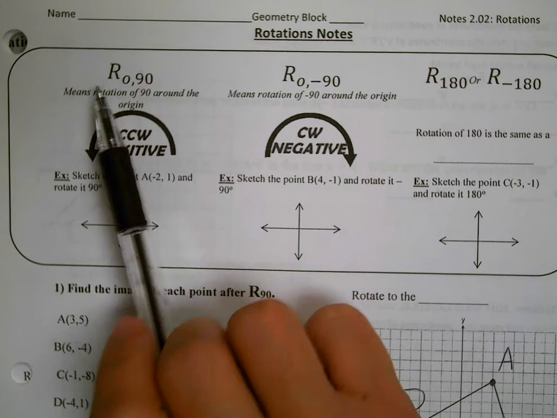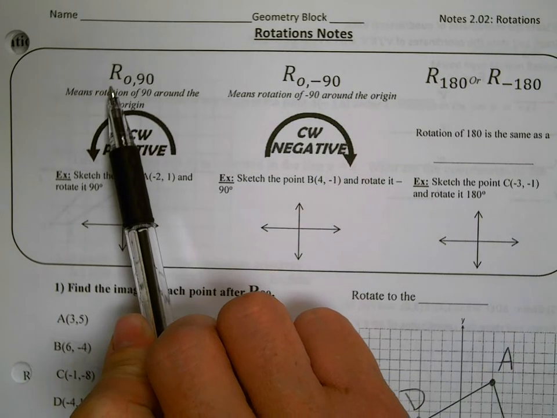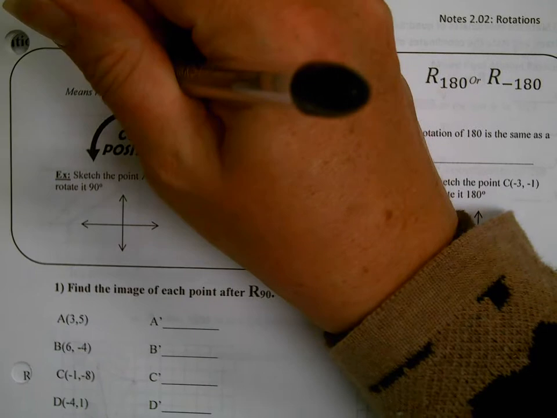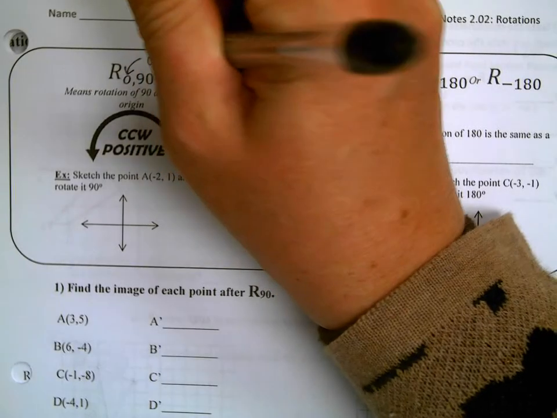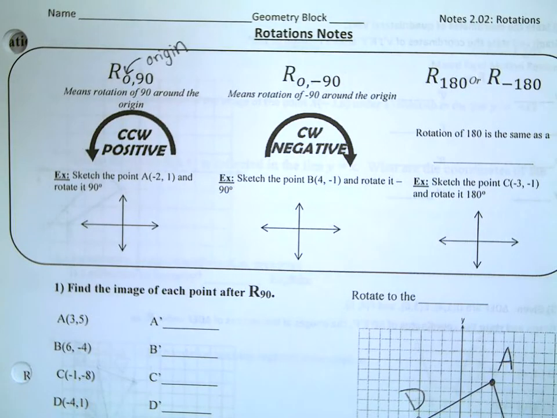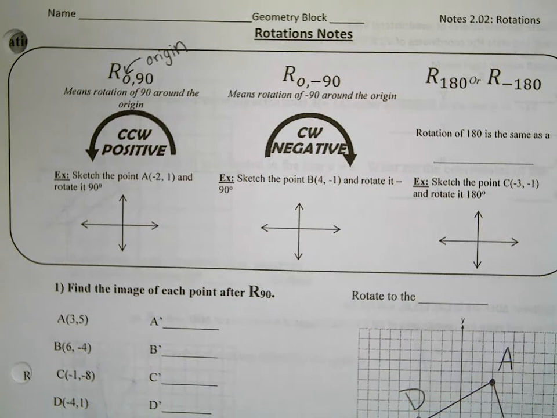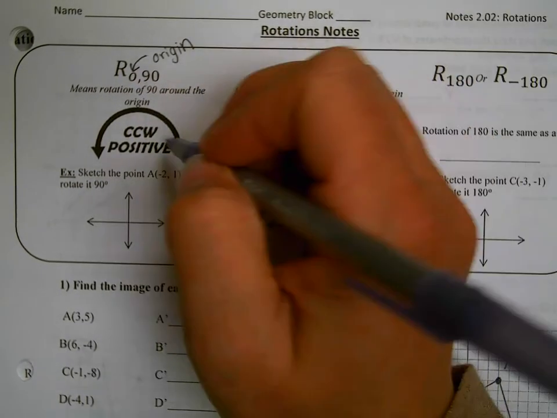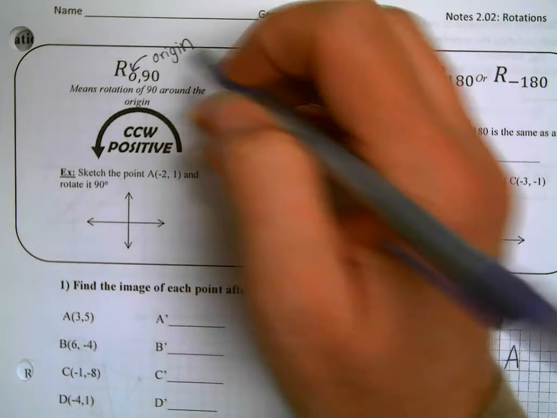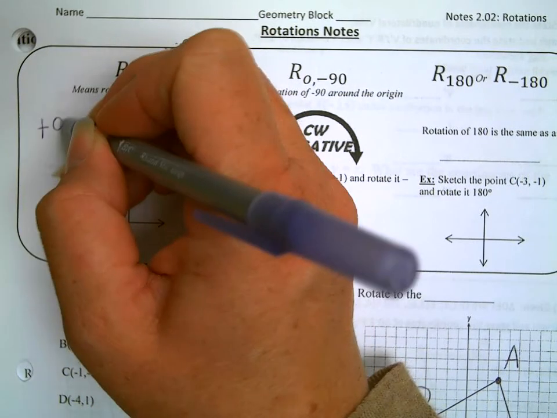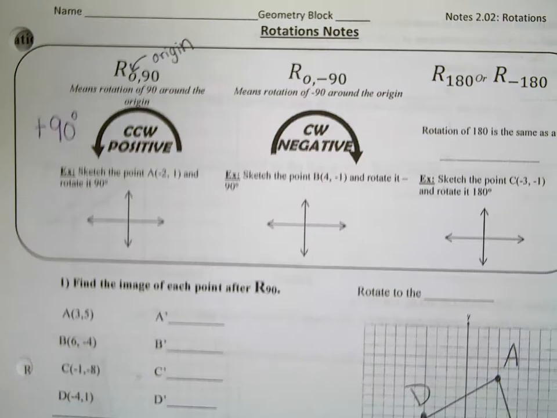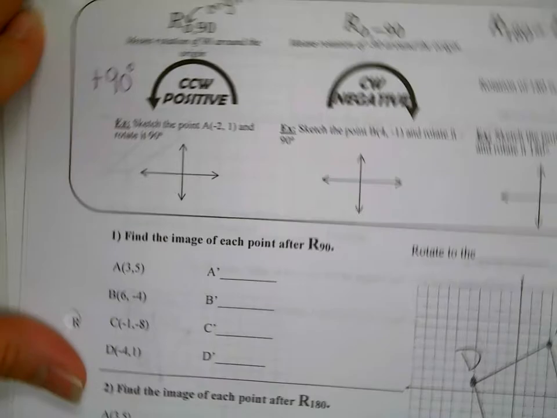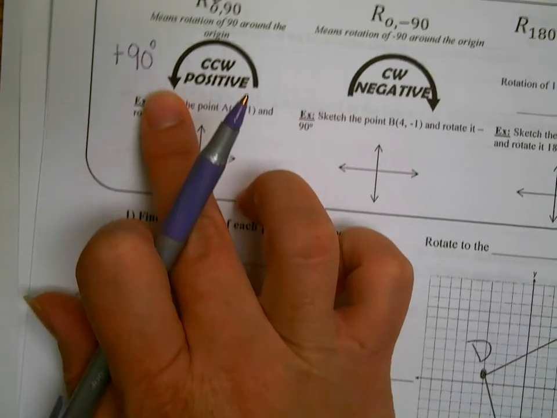Looking here, we have a capital R this time for rotations, 0, 90. This 0 actually says the origin. So we're rotating around the origin here. So rotation of 90 degrees around the origin is always going to go counterclockwise. So this is a little bit backwards. When you go positive 90 degrees, you're going to turn your paper to your left, okay? So you're going to turn your paper counterclockwise.